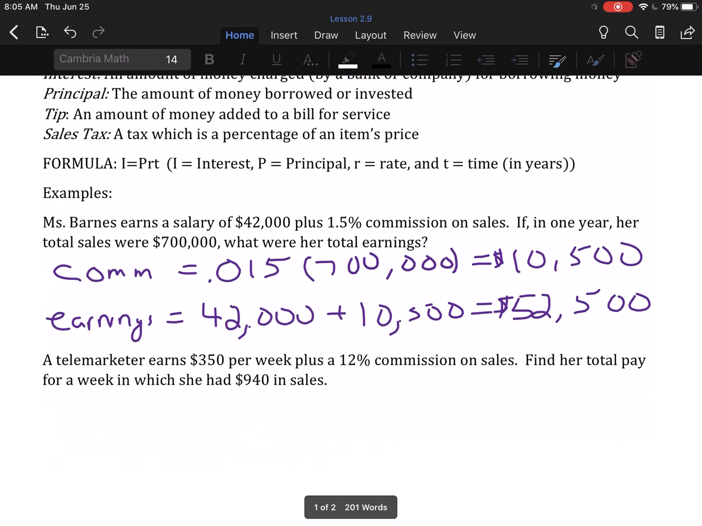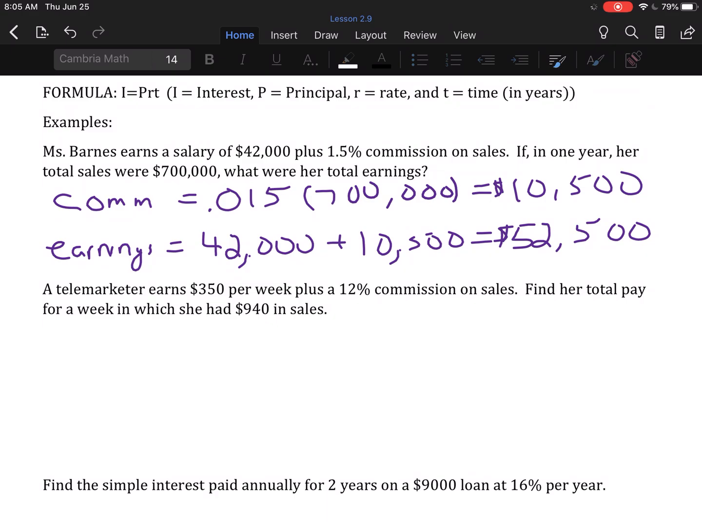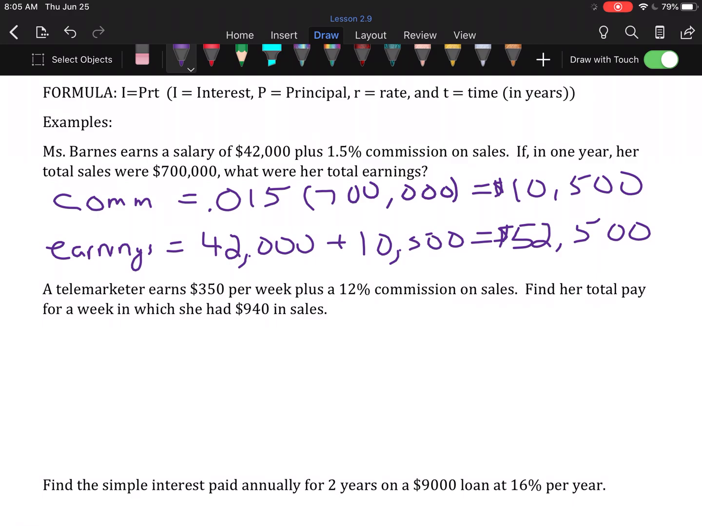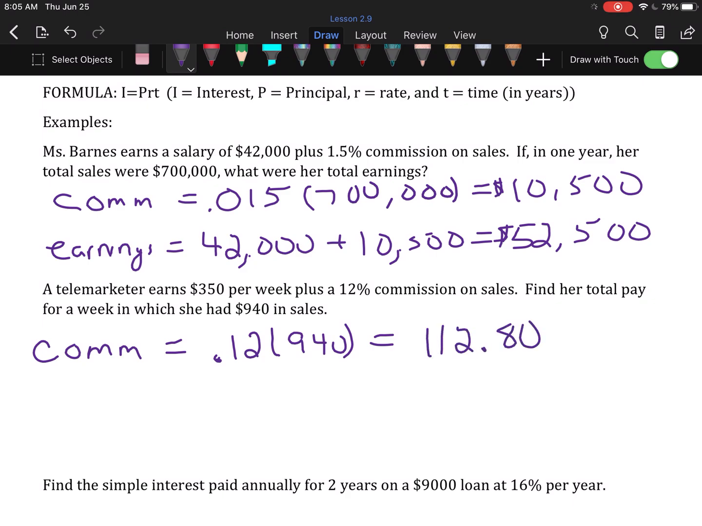Next problem is similar. A telemarketer earns $350 a week plus 12% commission on sales. Find her total pay for a week in which she had $940 in sales. So first things first, we need her commission, which will be her commission rate, which is 0.12, 12% as a decimal, times her sales, which were 940. 0.12 times 940 is $112.80.